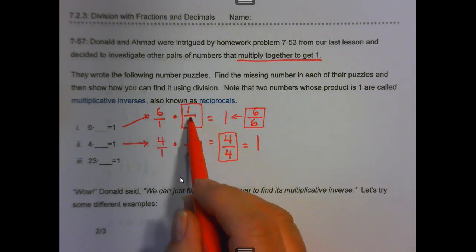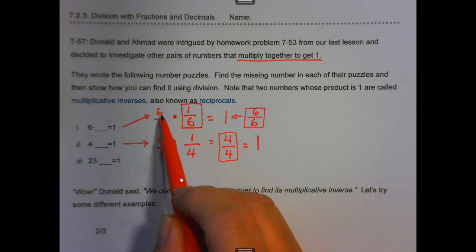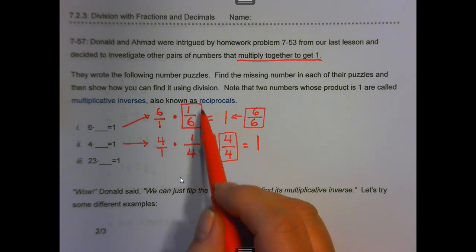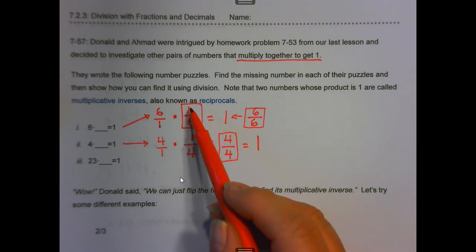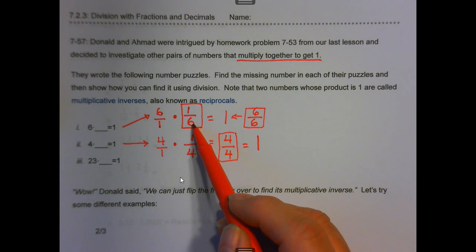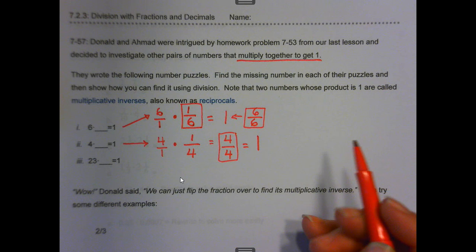So both of these problems that I've already done, I have a 6 in the numerator and a 1 in the denominator, and then they flip or they change places, and we have a 1 in the numerator and a 6 in the denominator. So they both are reciprocals of each other.